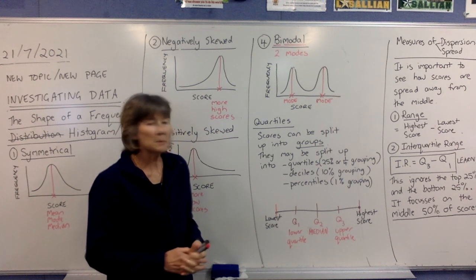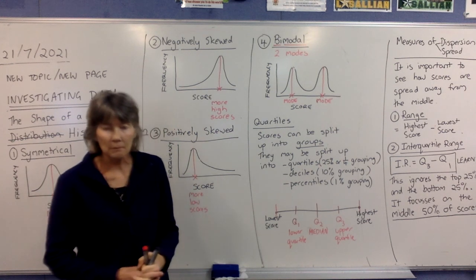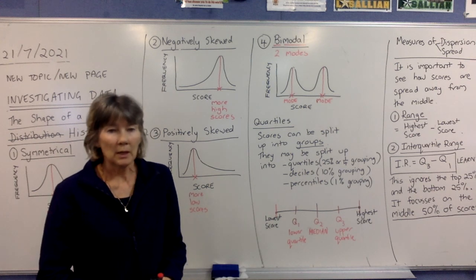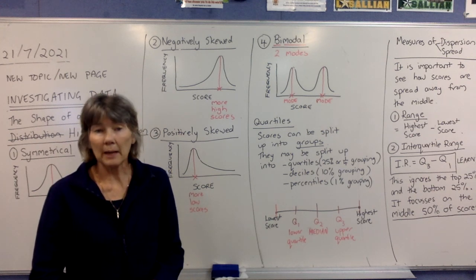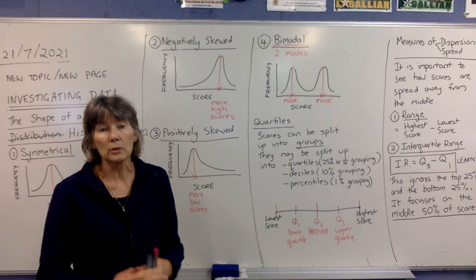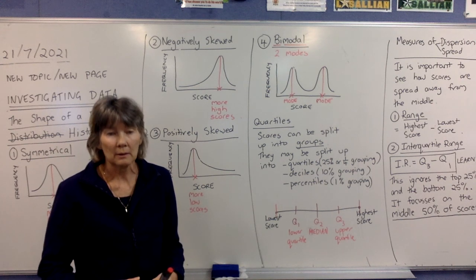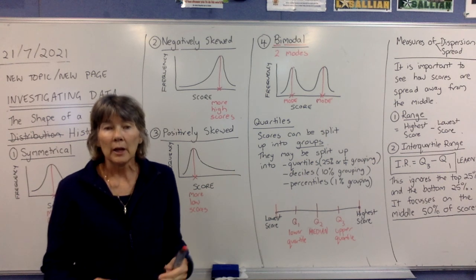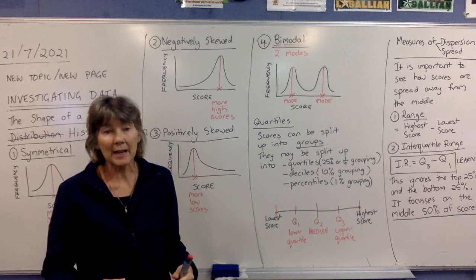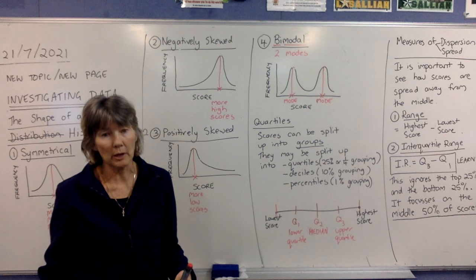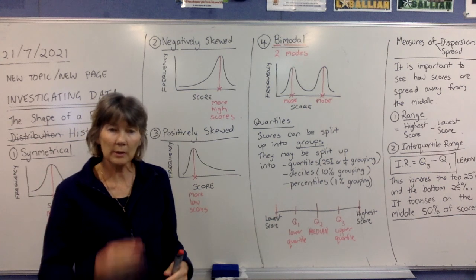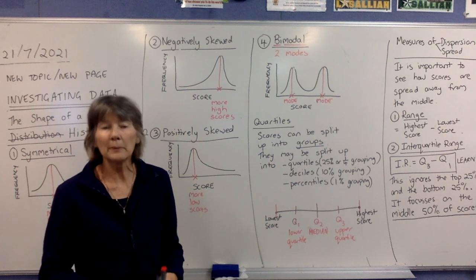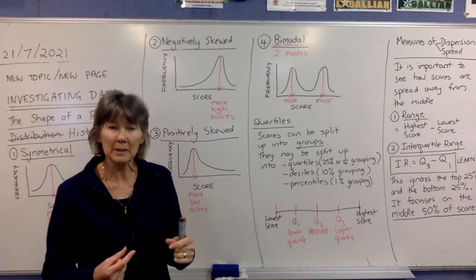So scores can be split up into groups. When you get to your HSC, and even before that, in NAPLAN, your scores were all split up into bands. All right, and when you were in Year 9 last year, your scores were split up from band 10 down to the lowest band. Okay, so they sort of would group your scores. Some of you might have got a high band 9 and just missed a 10.